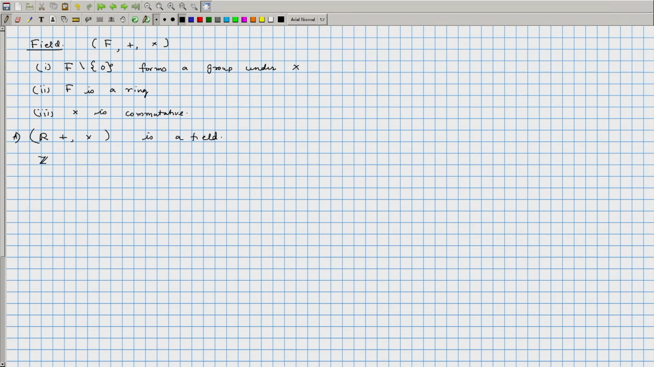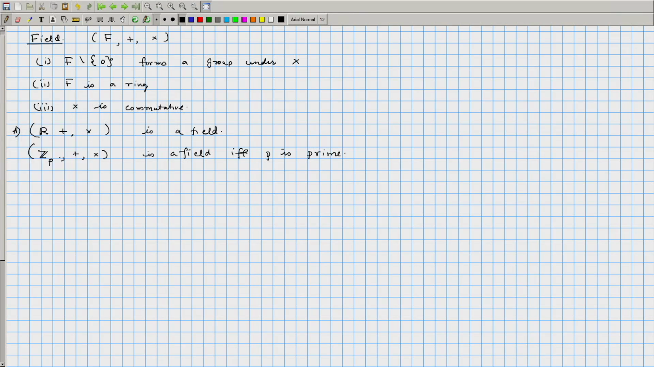If we look at, let us say, Zp under mod p addition and multiplication, this is also a field if and only if p is prime. Okay, in our group theory, we had checked that if you consider multiplication modulo p, the elements 1 to p minus 1 will form a group when p is a prime number, and if it is not a prime number, they will not form a group. So, this automatically means that we will have fields of size p for any prime.